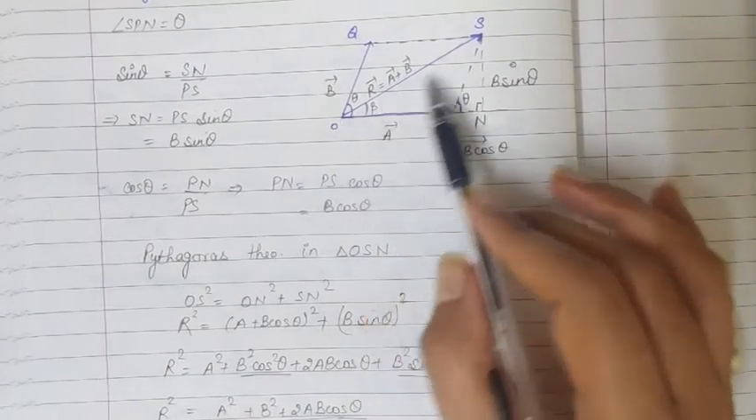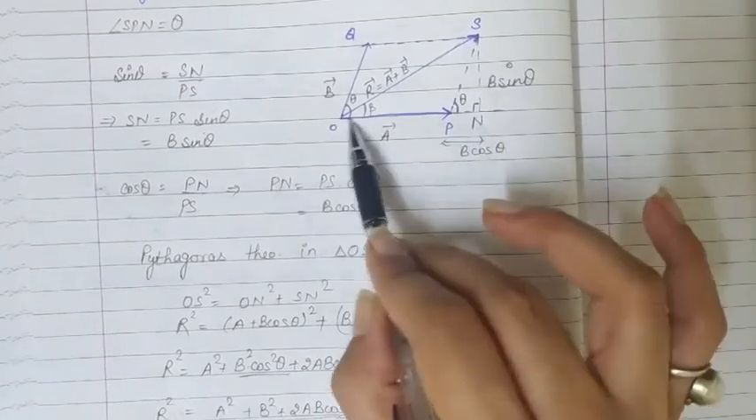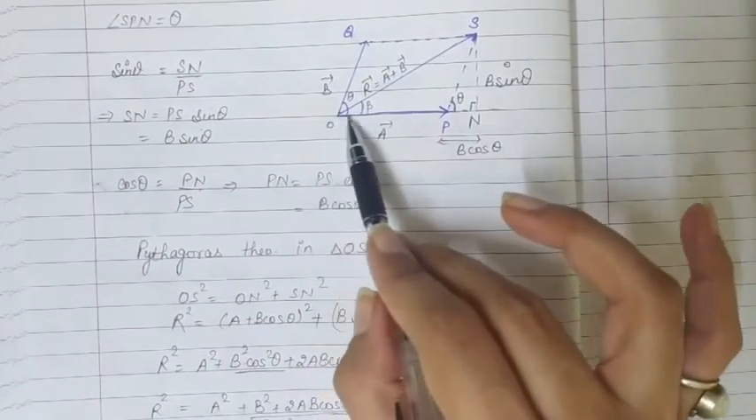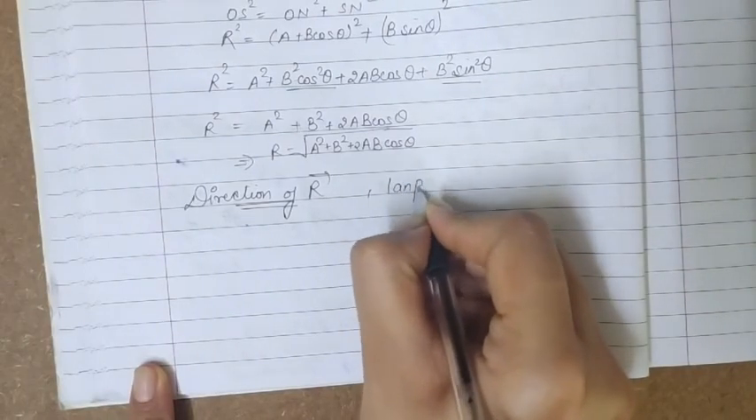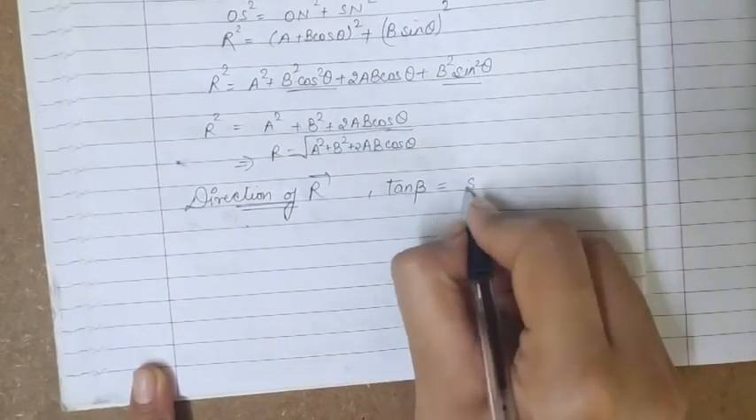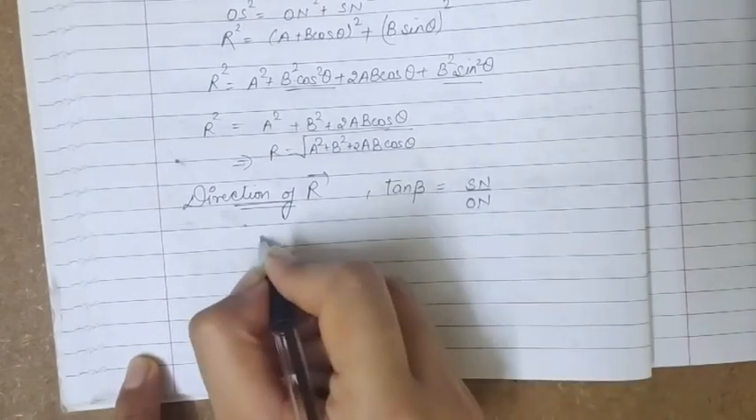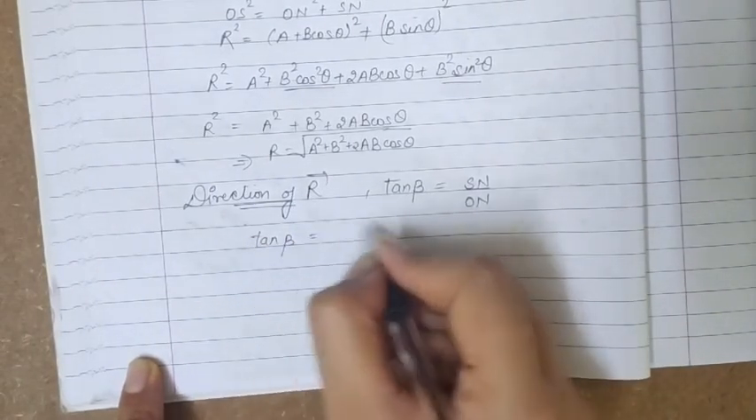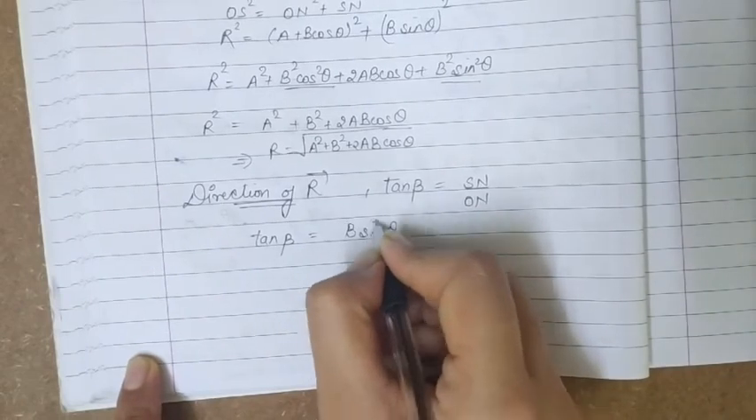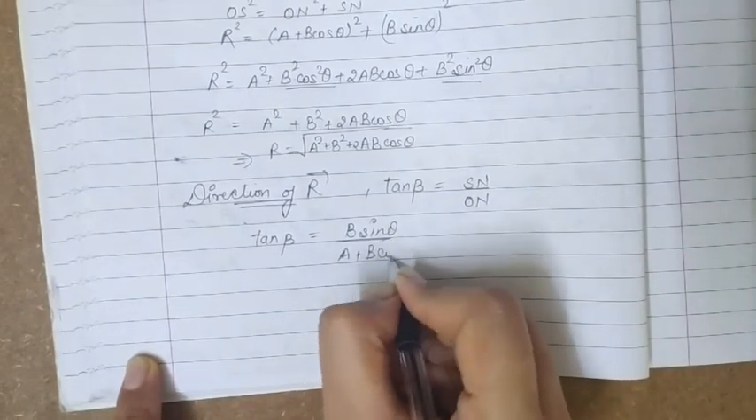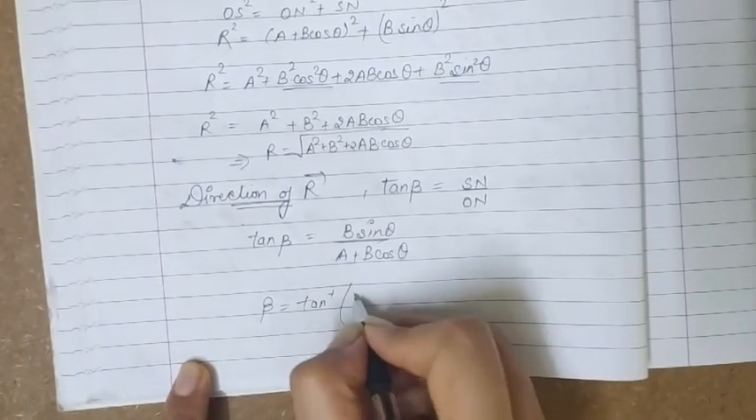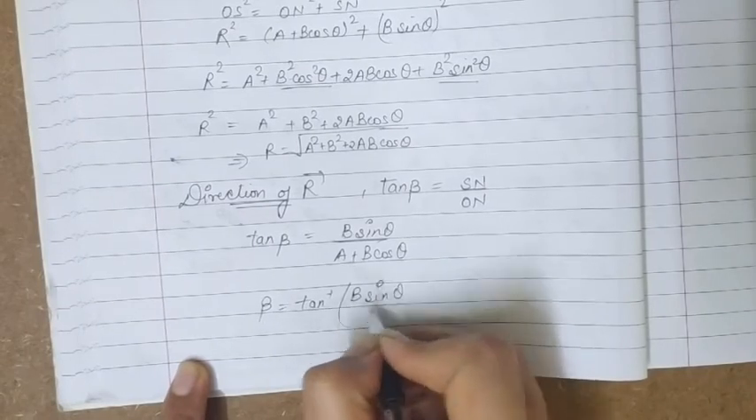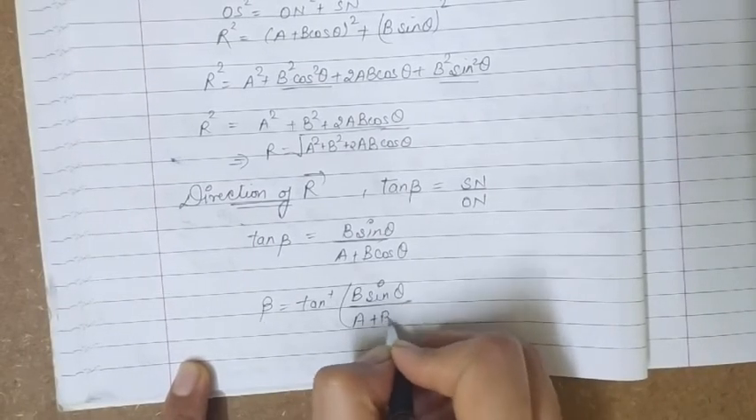According to this triangle OSN, tan beta is perpendicular upon base, means B sin theta upon A plus B cos theta, or SN upon ON. So from the diagram, tan beta is equal to SN upon ON. That means tan beta is equal to B sin theta upon A plus B cos theta, and we also can find beta by taking inverse, that is tan inverse B sin theta upon A plus B cos theta.